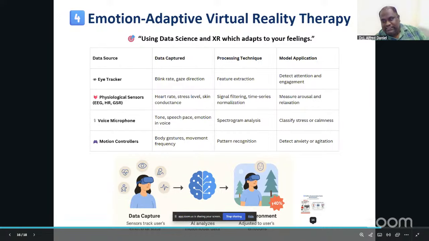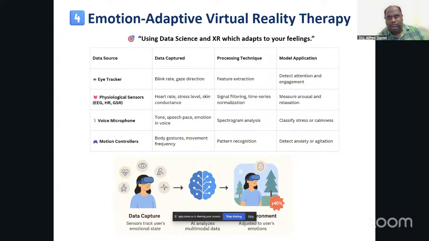So the last and important aspect, which we are working on as of now, as ma'am already told, as we are part of an immersive reality and gaming framework, is emotional adaptive virtual reality therapy, where we are using data science and XR, which adapts to a certain person's feelings. Right.